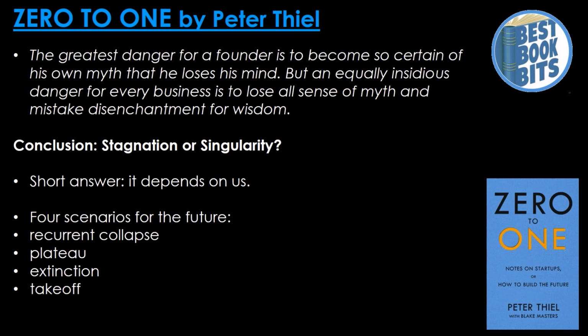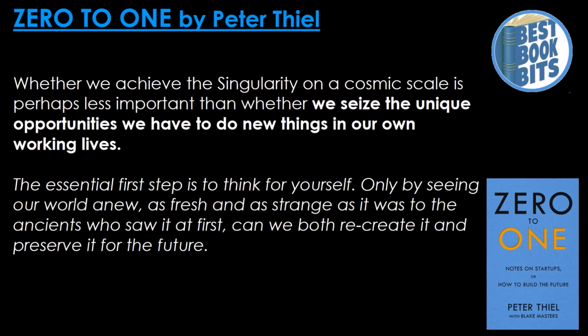The conclusion, stagnation or singularity. Short answer, it depends on us. 4 scenarios for the future: recurrent collapse, plateau, extinction, or takeoff. Whether we achieve the singularity on a cosmic scale is perhaps less important than whether we seize the unique opportunities we have to do new things in our own working lives.